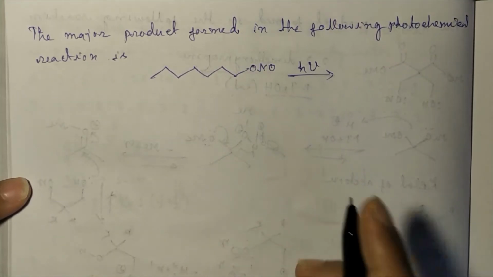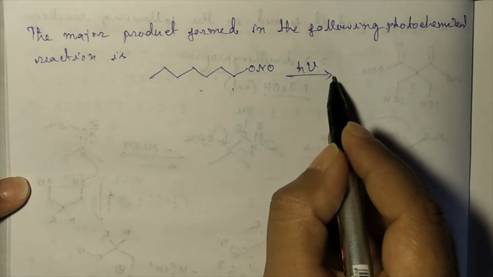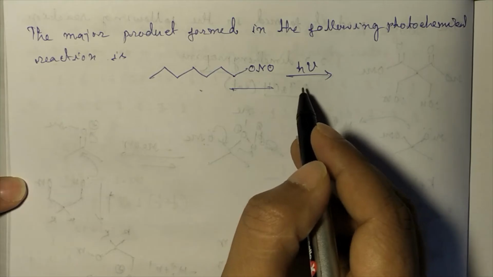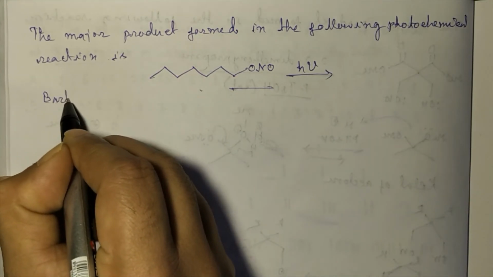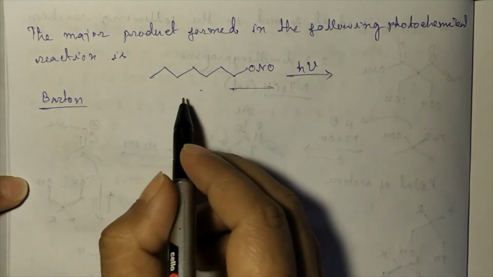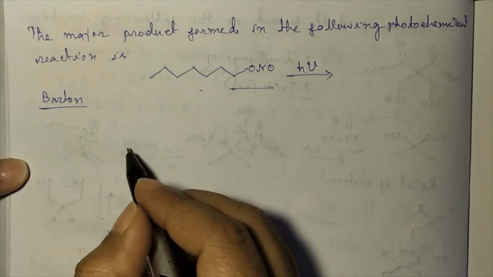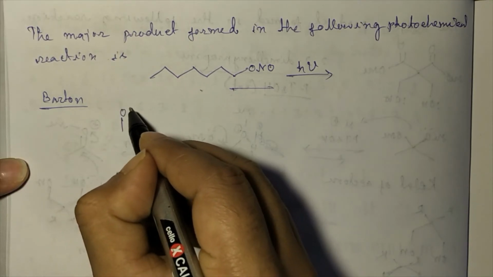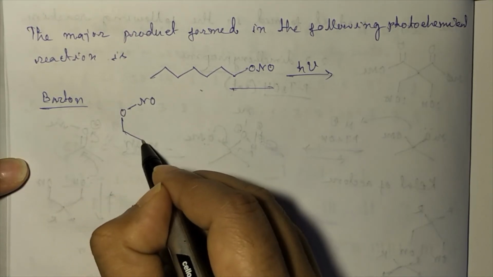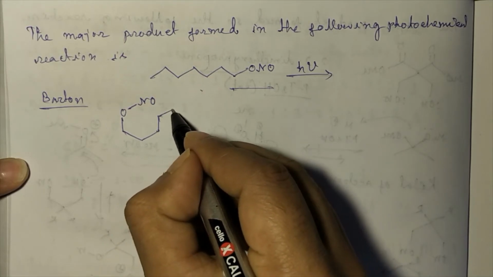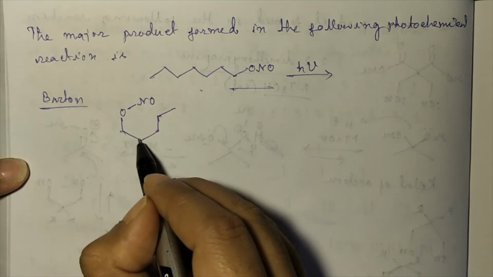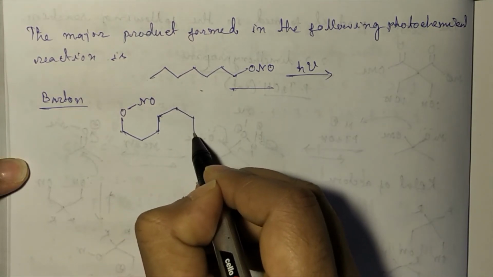Next question. The major product formed in the following photochemical reaction is, this compound treated with h nu. So what will be the product? As we know, this is the Barton reaction. So what will happen here? First, how many carbons are there? 1 2 3 4 5 6 7.